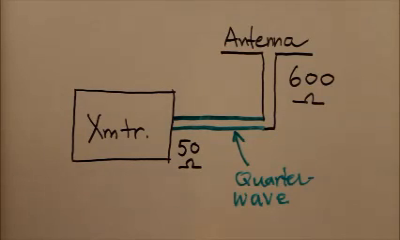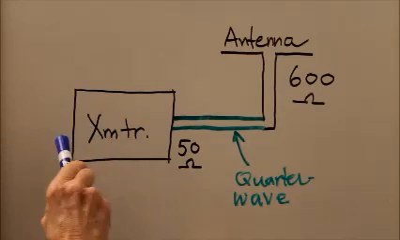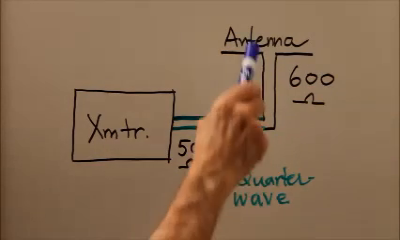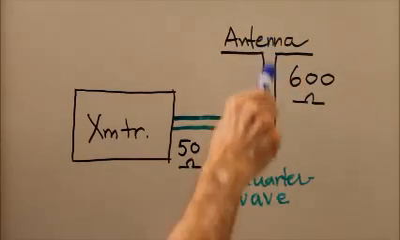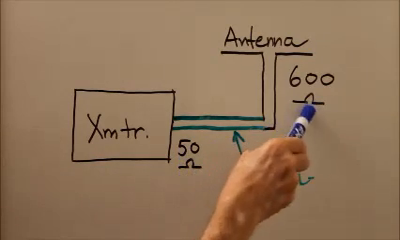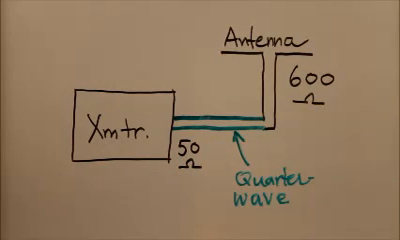What we do know is that the transmitter is designed to work into a purely resistive 50 ohm load, and the antenna and its attendant length of feed line, if any, is 600 ohms purely resistive. So we know that these two impedances are both purely resistive, which makes things a great deal simpler than they would be if there were reactance involved.